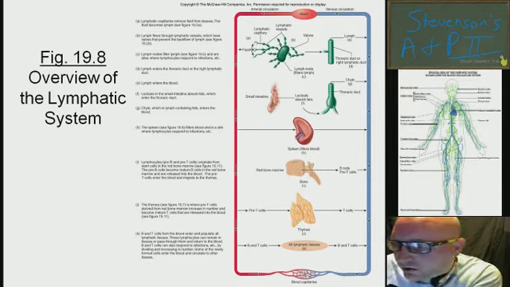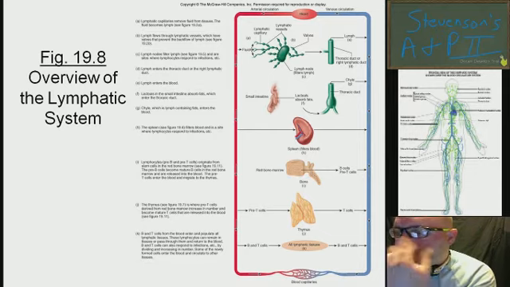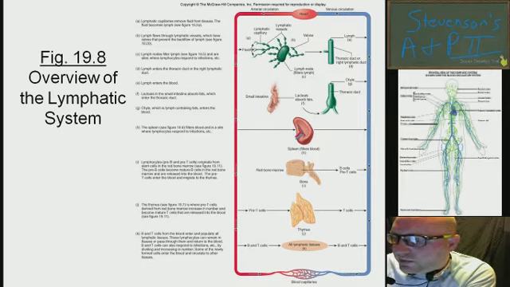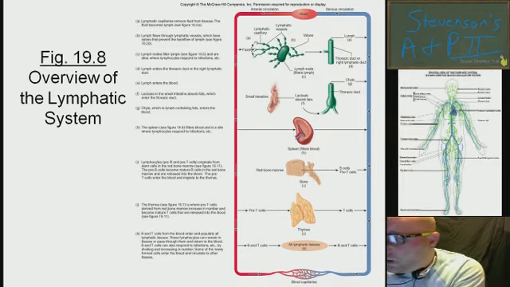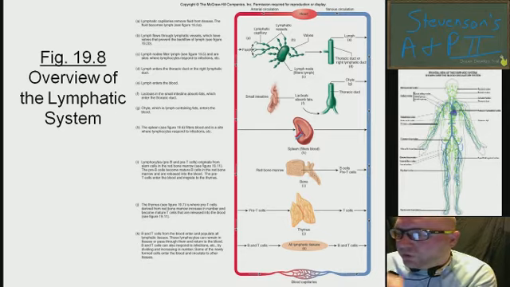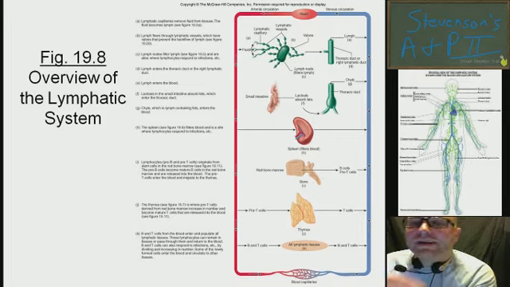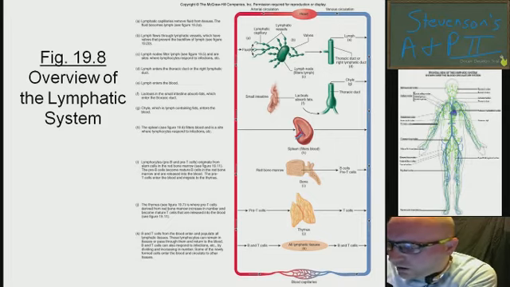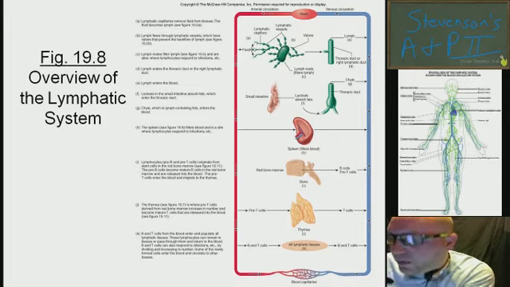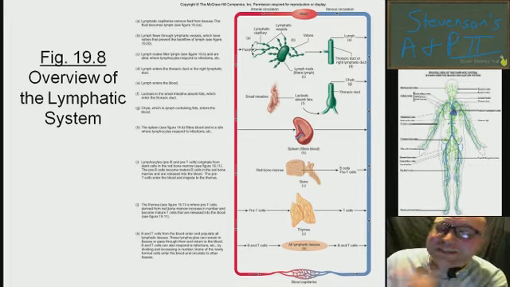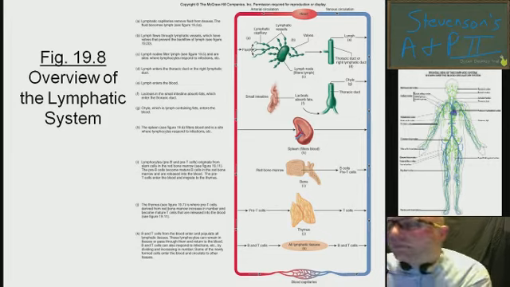The lymphocytes, either pre-B cells or pre-T cells, originate from stem cells in the red bone marrow. The pre-B cells will mature in the red bone marrow itself. B for bone. B cells mature in the bone, and then they're released in the blood. Pre-T cells, those T cells will mature in the thymus. T for thymus.